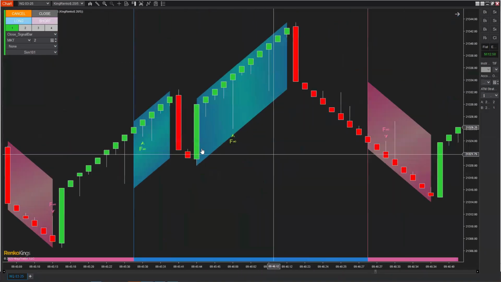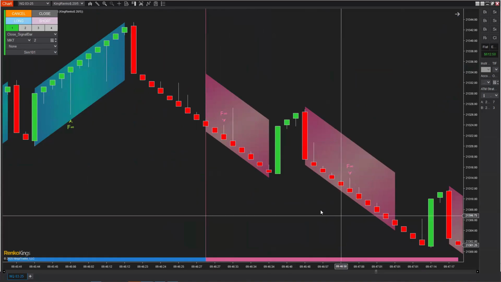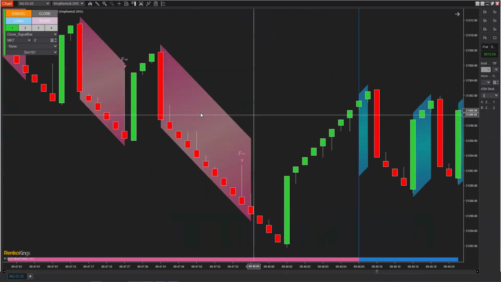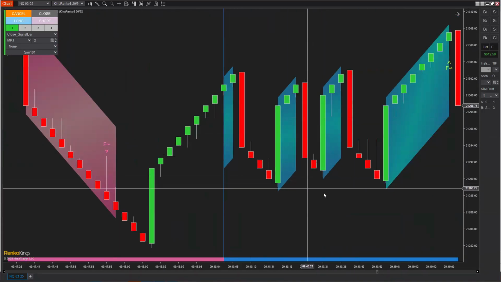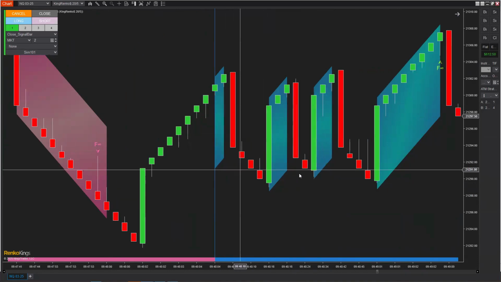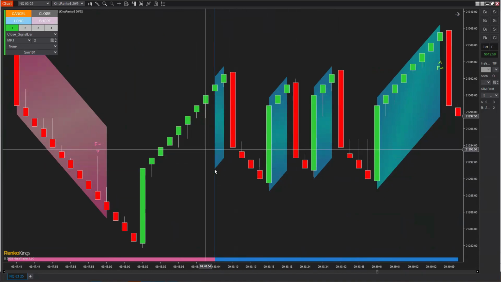Down, here's a long, a short. Well, it's like all day long, right? So no trade here, right? There's no trade. So here is a nice example, by the way, of how it handles chop. Look at all this, right?